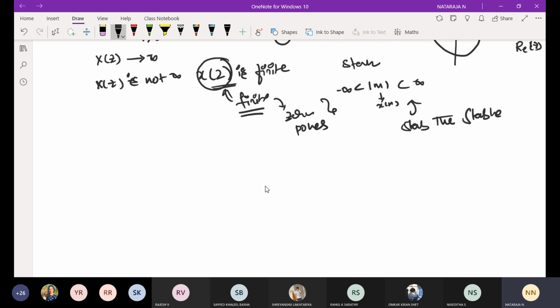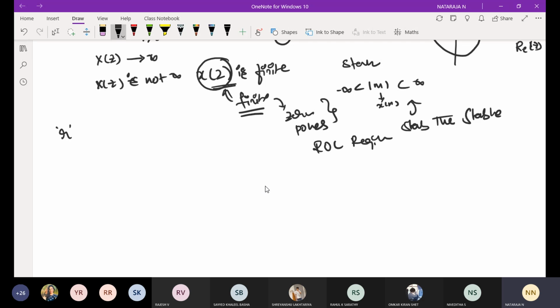Then by making use of this, we can construct a ROC, that is region of convergence. It is an interlink between the two. Therefore, we need to see that X of z is not infinity, that is, x of n is finite.